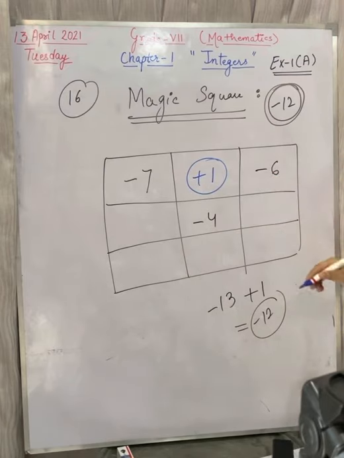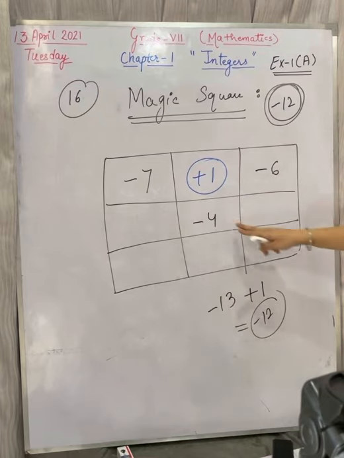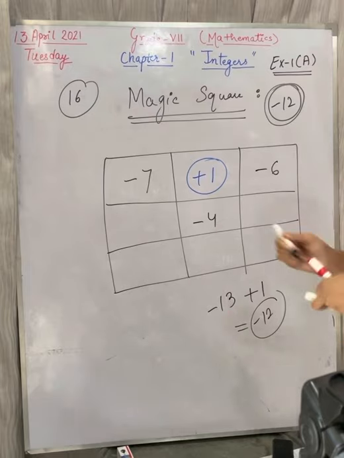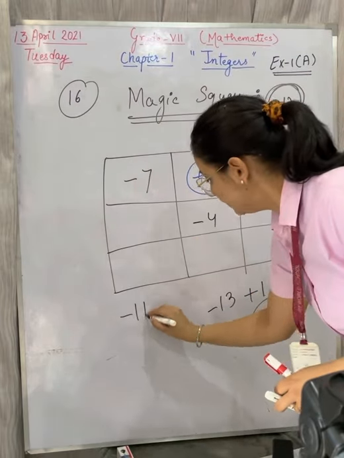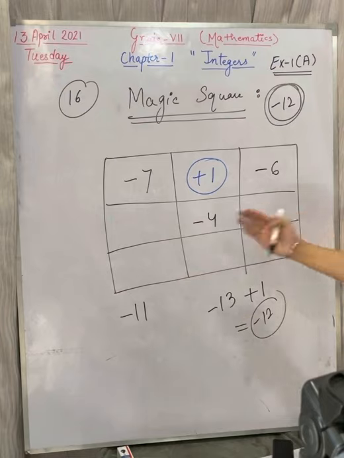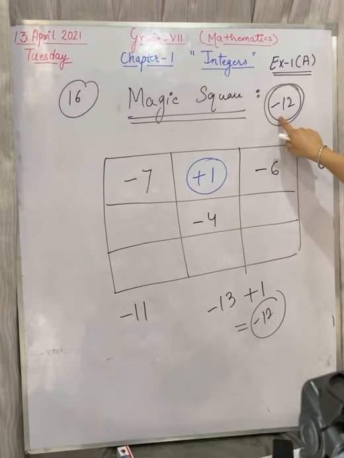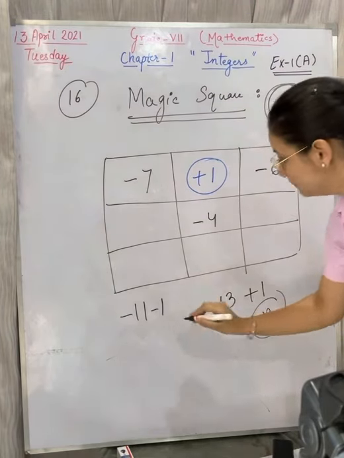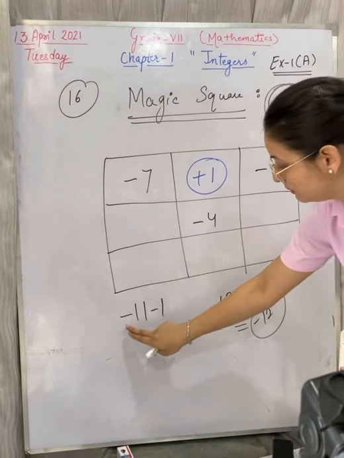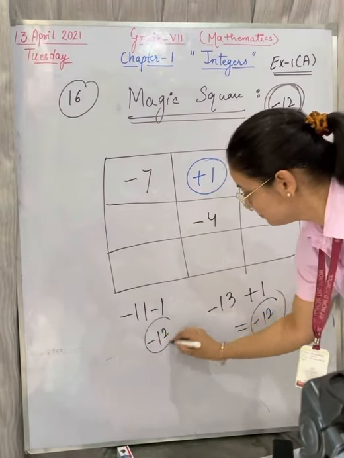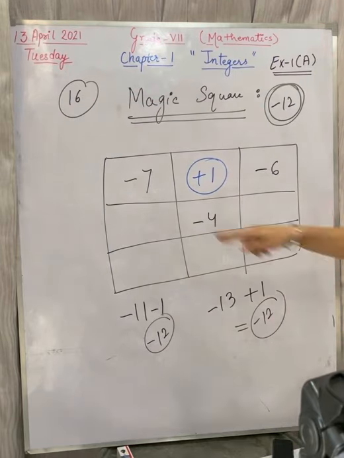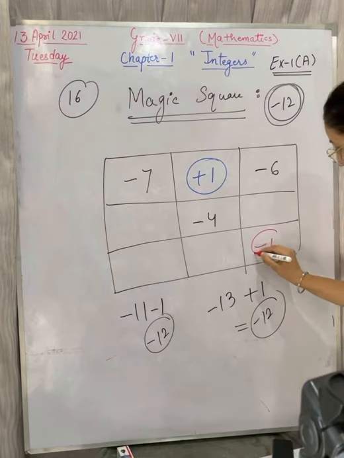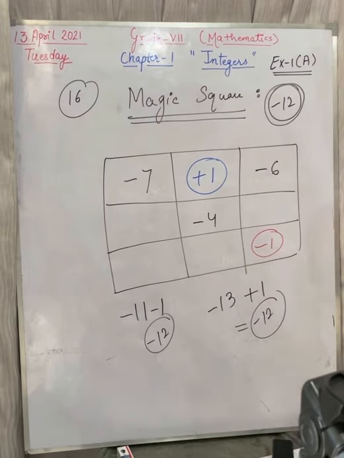Now come to this side. Now you can see this diagonal. Diagonally also your answer should be minus 12. Minus 7 minus 4, how much? Minus 11. Now what should I add or subtract? My answer will be minus 12. Very good, minus 1. If I subtract minus 1 here, it will be plus 12 and the answer will be minus 12. So here diagonally I'll write minus 1. Got it?